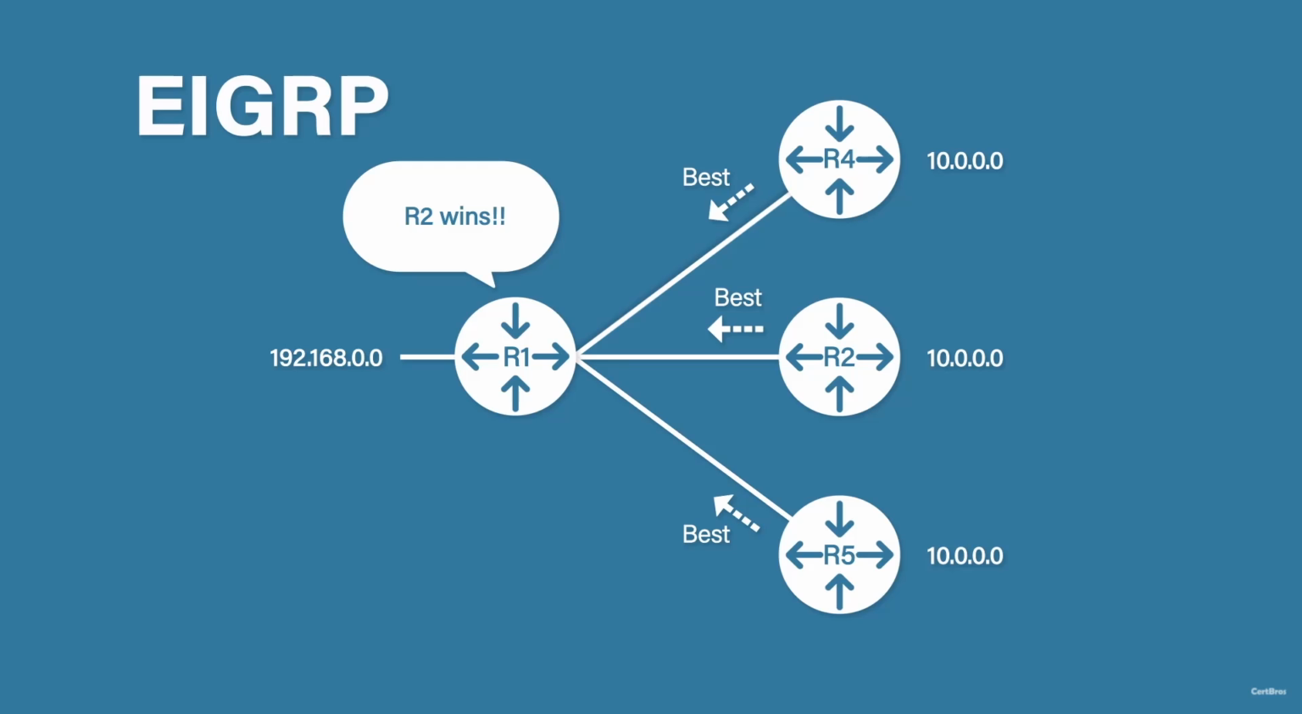EIGRP, or Enhanced Interior Gateway Routing Protocol, like its name implies, is an interior gateway protocol which is designated to be used within a single autonomous system. It was created as a Cisco protocol, but has since then been released as an open standard.